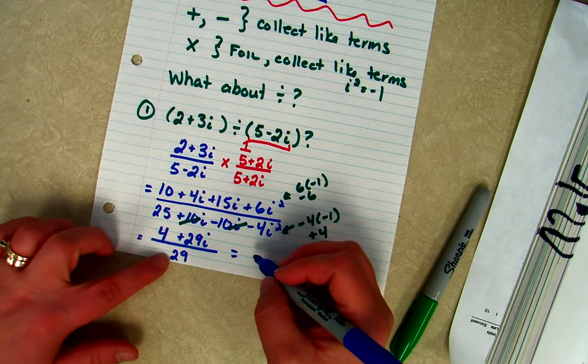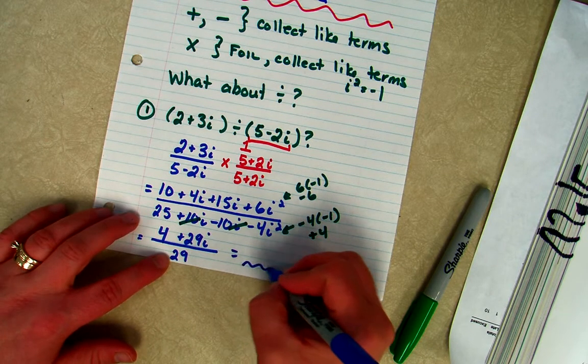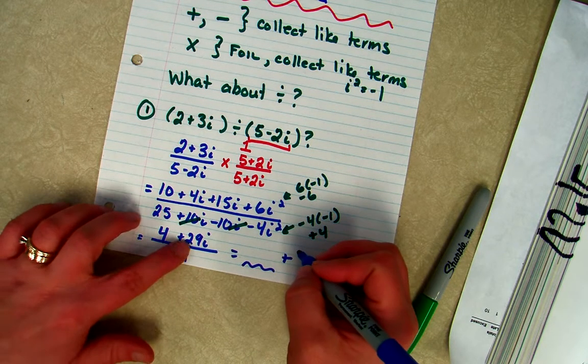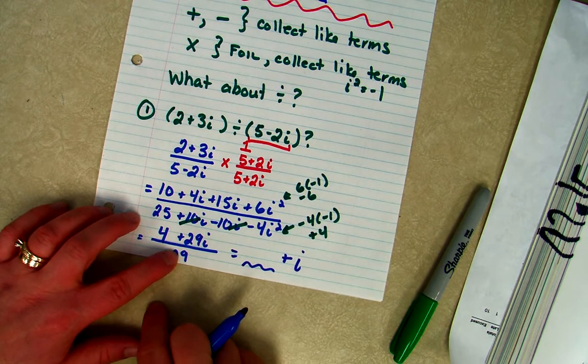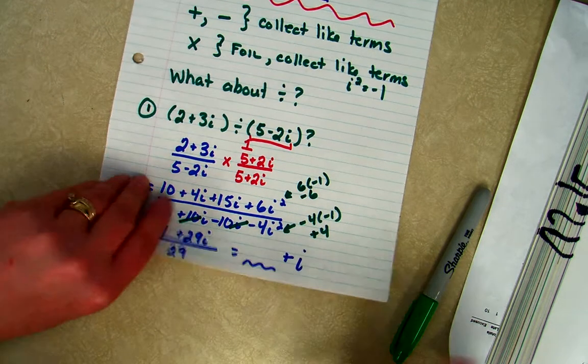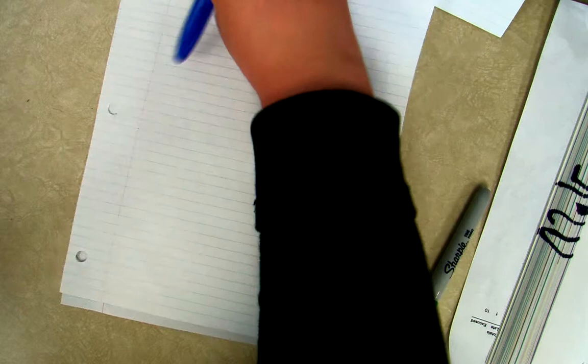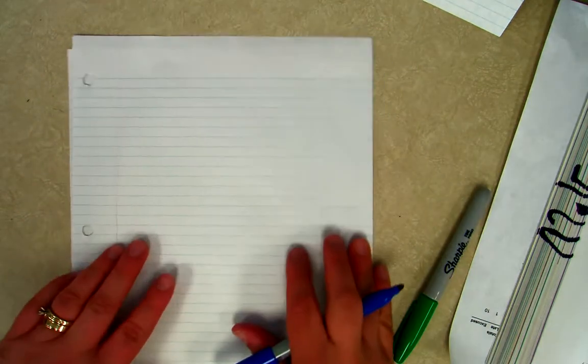I could go 4 divided by 29, write the decimal, plus 29 over 29i. And there's my complex number. But again, we'll leave it like that. We'll do some more examples just to practice. But the whole idea is you make your funky one and multiply by that.